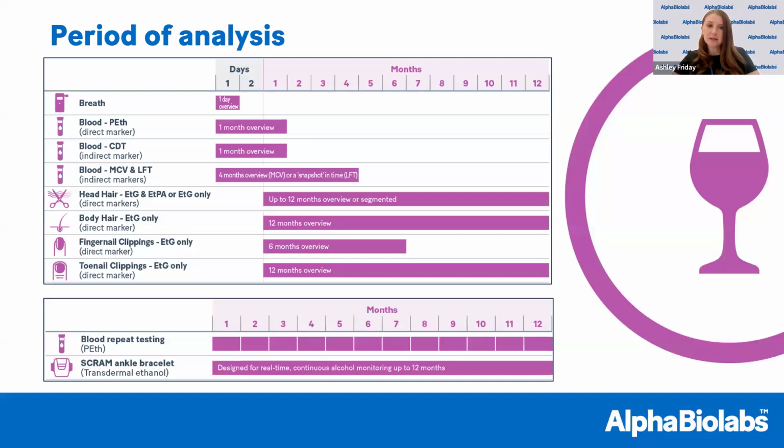Then you've got your PEth testing. If you do that repeat, you could do that back as far as needed. You can do that up to a period of 12 months or even longer if required, and that would give you an idea every month of someone's drinking habits. And then we've got our SCRAM alcohol bracelet, your remote alcohol monitoring bracelet, which can be worn for any amount of time, usually a minimum of 30 days, up to a year, but it can be longer if required.